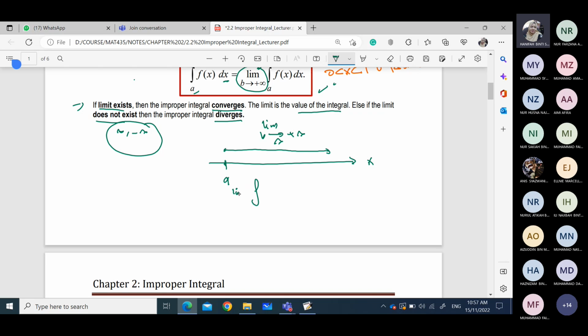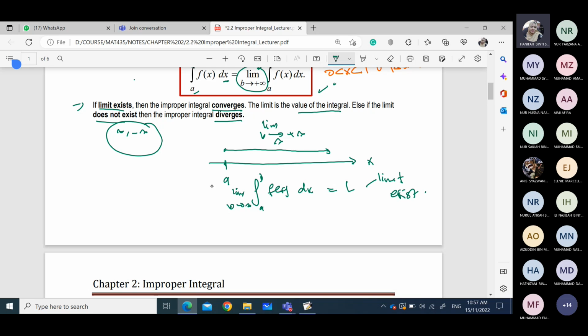You solve this one, limit as b approaches infinity for a to b of this function. Okay, it is equal to L. L is any number, any value. So we say the limit exists. So this one, the limit exists. Right, so when the limit exists, we can say that the improper integral converges.